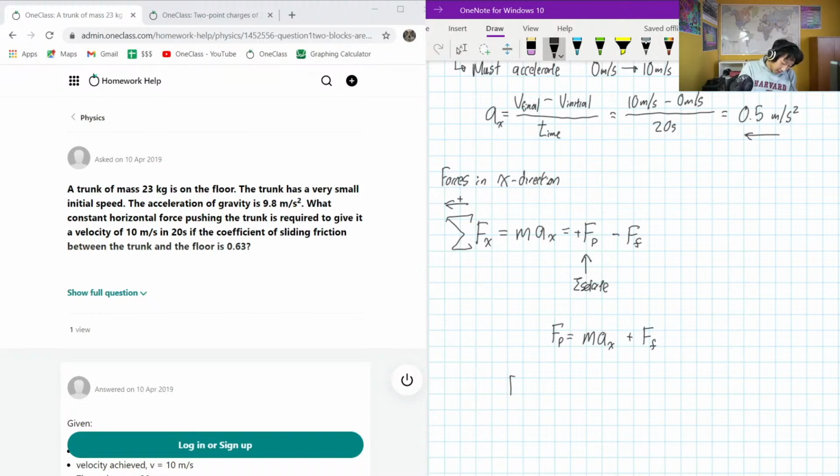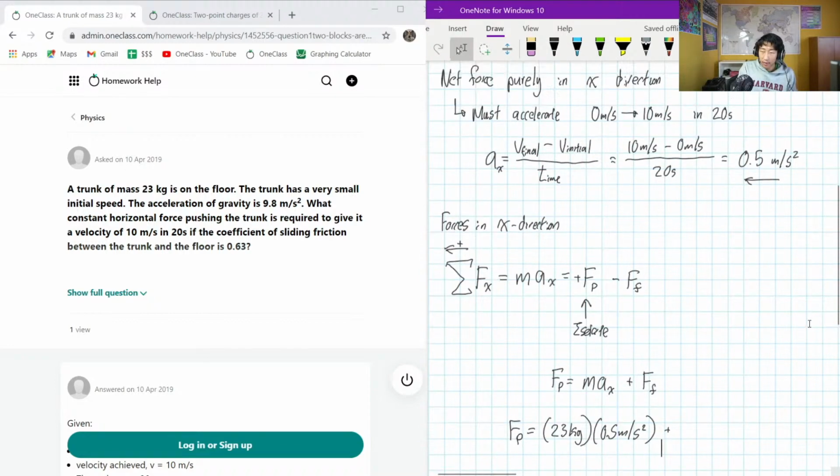Okay, so FP, as we're trying to solve for, our mass, it was given to us in the question, 23 kilograms. Acceleration in the x direction, we know that has to be 0.5 meters per second squared. We calculated that this way, and that originally came from the velocities that we're eventually going to need to reach.